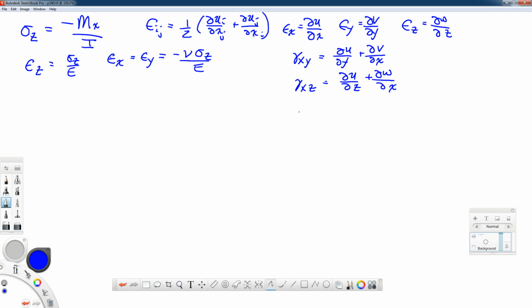Gamma yz is equal to the partial derivative of v with respect to z plus the partial derivative of w with respect to y. And in this particular case, all three of these shearing strains in this coordinate system are going to be equal to 0 for a state of stress of pure bending.